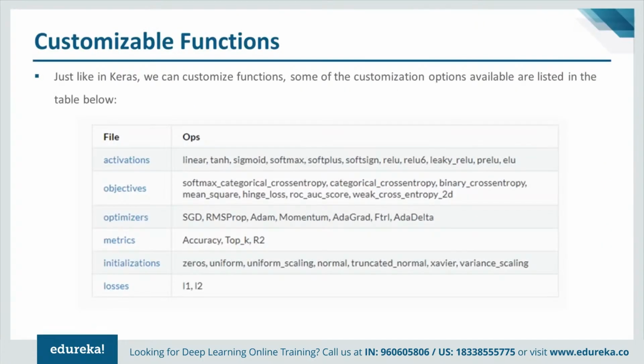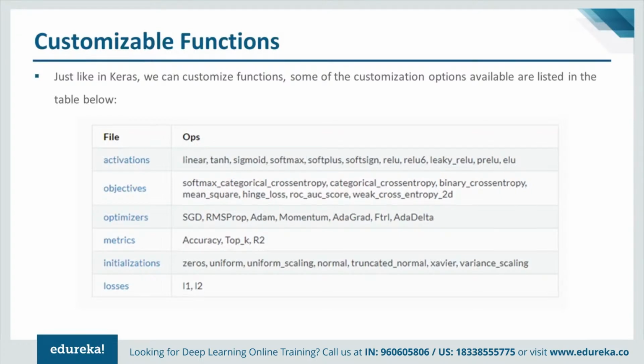There are some custom functions which all of us have gone through, like prelu, I don't know, or elu, I'm not sure. But most of the functions like linear, tanh, sigmoid, softmax, softsign, relu, and leaky relu, and objectives like cross entropy, binary as well as categorical, mean square, hinge loss. Basically, these are some calculations for calculating the loss.